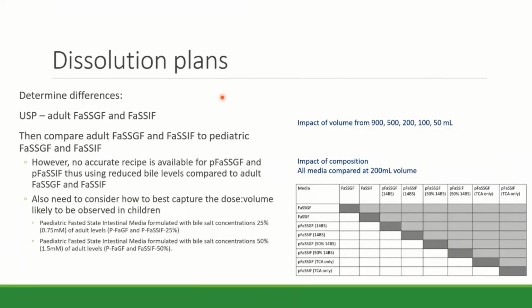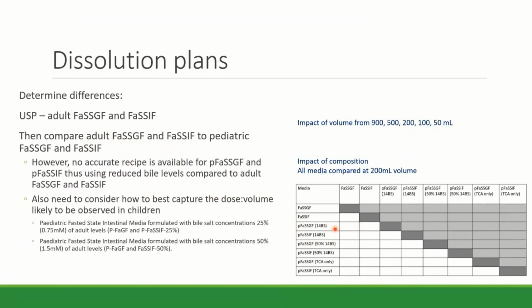So adult fasted state simulated gastric fluid and fasted state simulated intestinal fluid are the most common fluids used, using USP apparatus, so the standard pharmacopoeial apparatus. We looked at different volumes on those to reflect the difference in volume seen in paediatrics compared to adult populations. We also then compared these adult media to paediatric media to look at the compositional changes. Because there's currently no gold standard for these paediatric simulated gastric fluids and intestinal fluids, we wanted to compare a range. I'm just going to describe them briefly here.